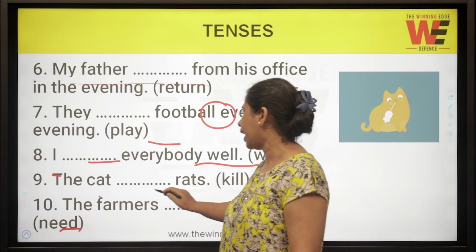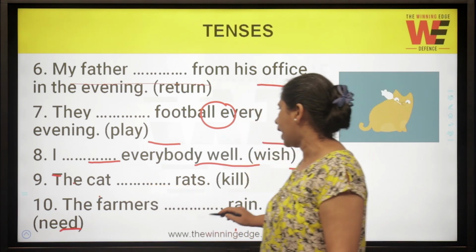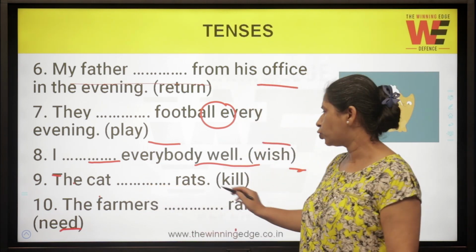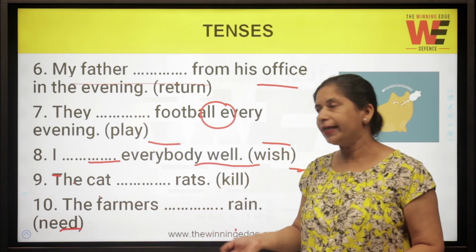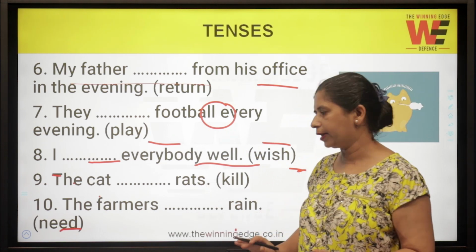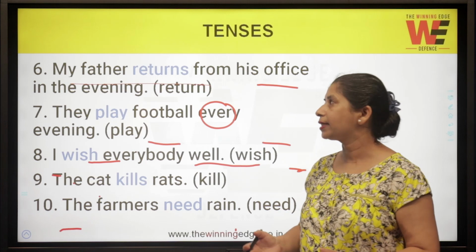The cat dash rats. The verb given is kill. The farmers dash rain need. So here the verb given is need. So इन सब के आपको correct form of verbs यहाँ पे भी fill करने हैं. So let's quickly see the answers and you can match with your answers as well.